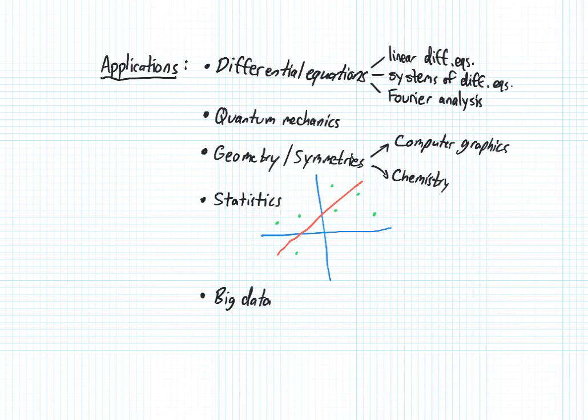And then finally, a really important real-world application is to what people are calling big data, which is basically when you have very large data sets and you're trying to make sense out of them. Linear algebra provides you with some tools that you can use to study that data. For example, the algorithm that Google uses to give you its search results, or that Netflix uses to decide what movie you're going to want to watch that night, those actually use linear algebra.